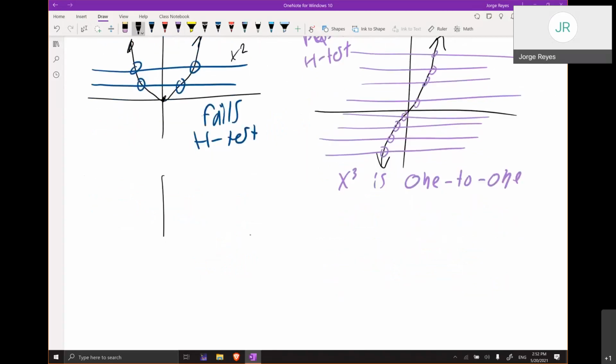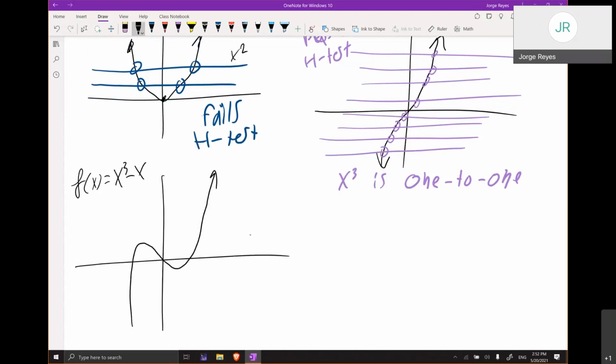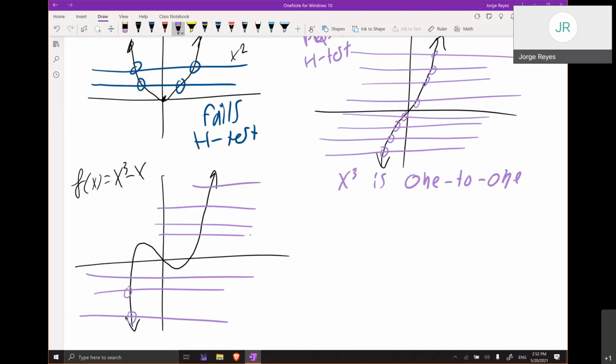But the horizontal line test, just like the vertical line test, you can have a whole bunch of special cases. So here, I'm going to draw the function x cubed minus x, okay? And it looks like this. So if I do the horizontal line test with all of the lines I just drew, then I'm fine. But specifically, if I go like here, I'm not fine. I crossed 3 times actually.